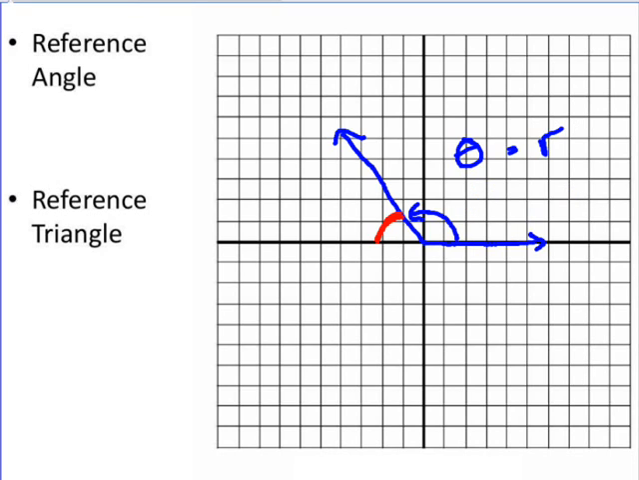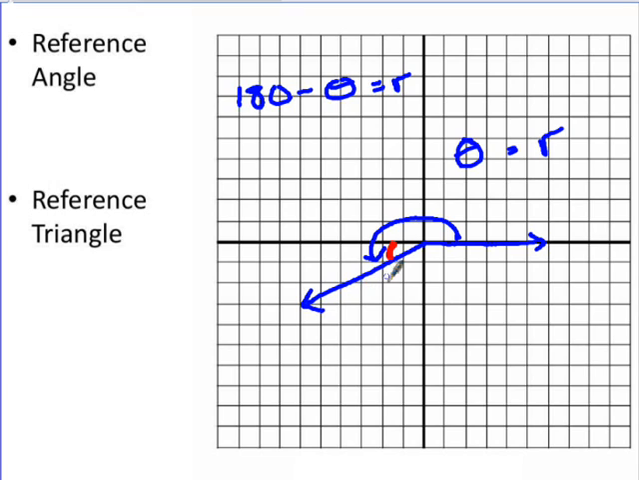They are the same. Okay, in the second quadrant, it's always going to be 180 minus the angle gives me the reference angle. Okay, because here's my angle, my reference angle is to the x-axis. It's the difference between a straight line and the angle that I have drawn.